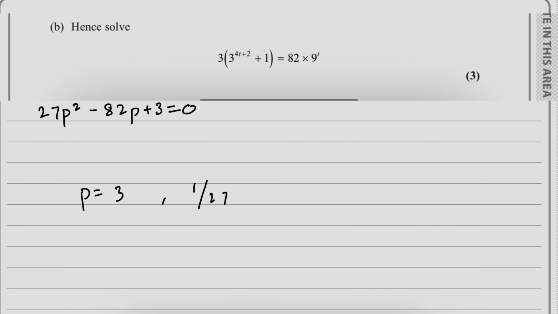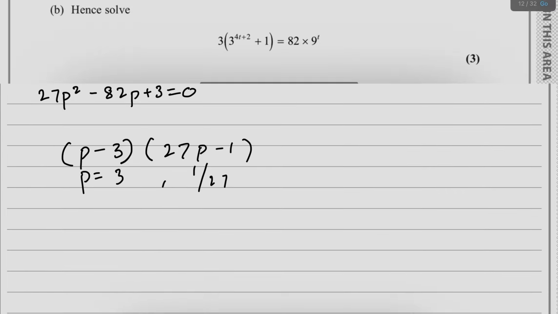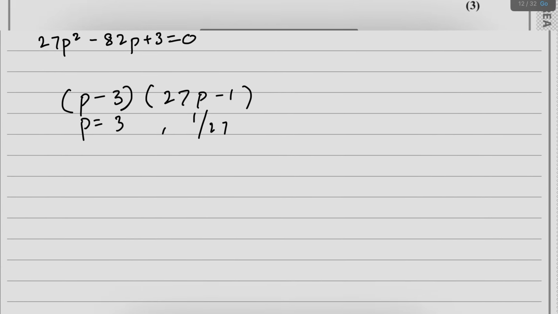A little tip, if you ever have to really show your working, you don't have to do a lot of that now that you're in 6th form. If you do, you should know how to expand from the answers that you've given. So if p is equal to 3, the brackets are going to look like p minus 3 and 27p minus 1. And using that, you can just expand it even further, 27p squared and all that. Perfect. So now we know what p is, but we're not solving for p. We know that p is equal to 9 to the power t. We have to solve for t.